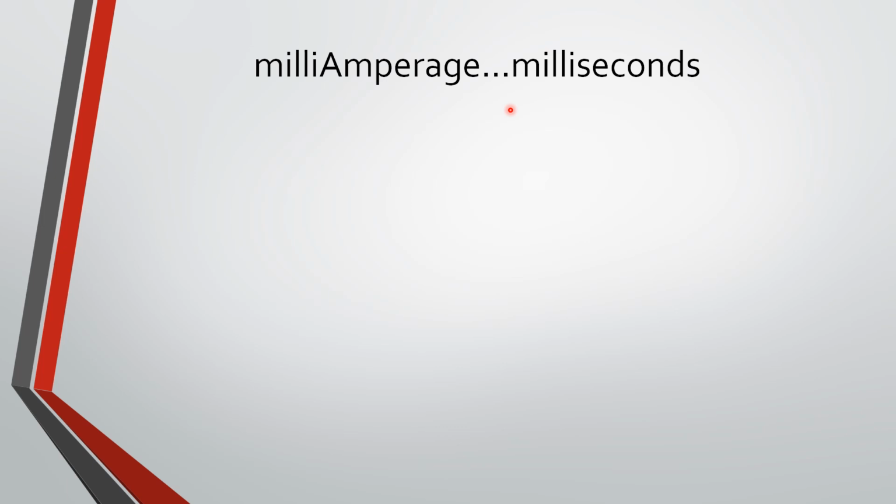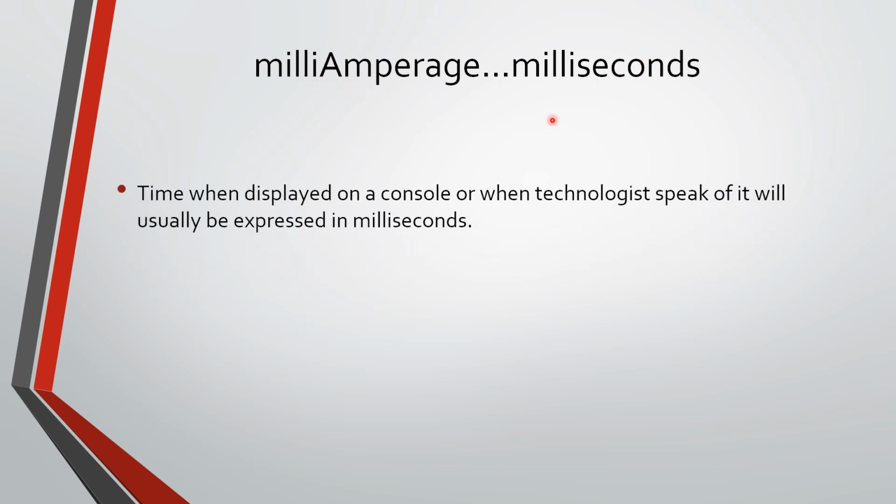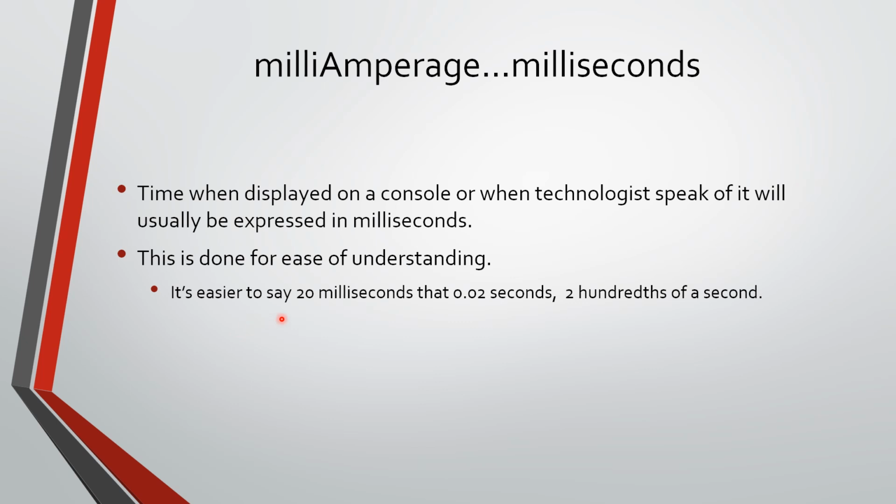Okay, and we don't need the total to be milliamperage milliseconds. We need it to be milliamperage seconds. So this is just something to watch out for with a question that might be presented to you. Time, when it's displayed on a console, when the technologist speaks of it, as we said, is usually expressed in milliseconds. This is done for ease of understanding. It is easier to say 20 milliseconds, that is 0.02 seconds, or 2/100ths of a second, okay? It's easier to say 20 milliseconds, would typically be how we say it.